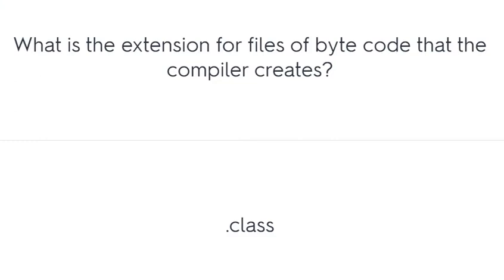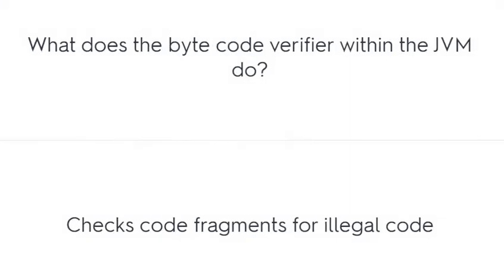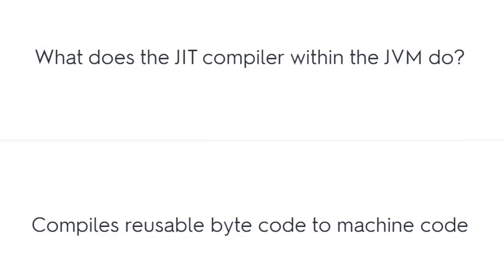What is the extension for files of bytecode that the compiler creates? Class. What does the class loader within the JVM do? Loads all the class files needed for execution. What does the bytecode verifier within the JVM do? Checks code fragments for illegal code. What does the JIT compiler within the JVM do? Compiles reusable bytecode to machine code.